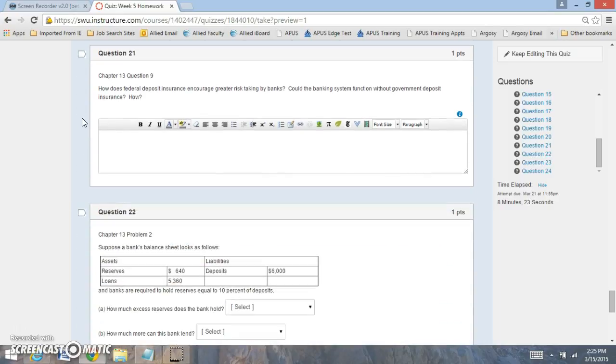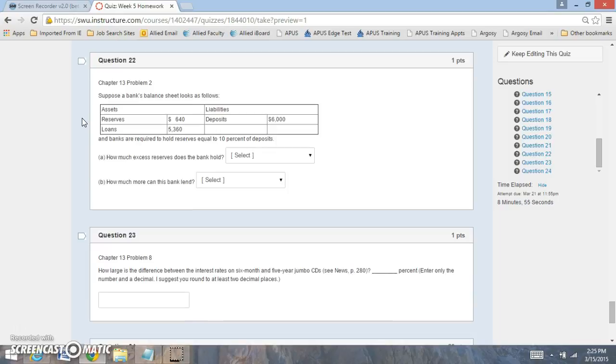Question 21. How does the Federal Deposit Insurance encourage greater risk taking by banks? Could the banking system function without government deposit insurance? So this is called the FDIC. On this question, focus on what would consumers do if there was no protection in banks? Would consumers put money in banks? And if consumers wouldn't put money in banks, how would that influence the economy if no consumer wanted to put money in a bank?